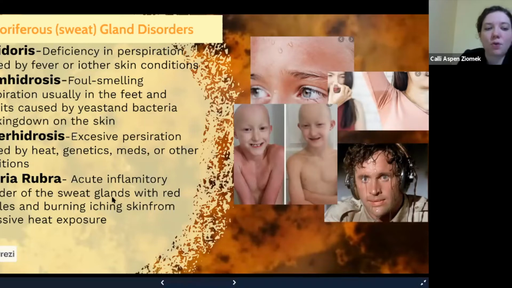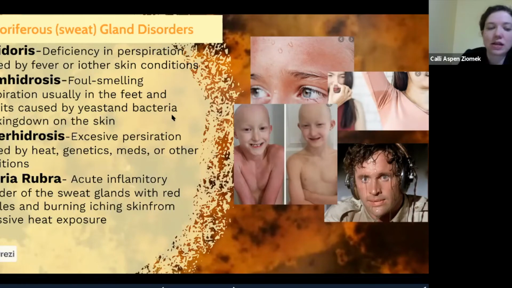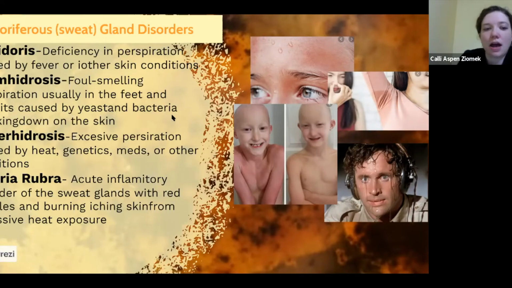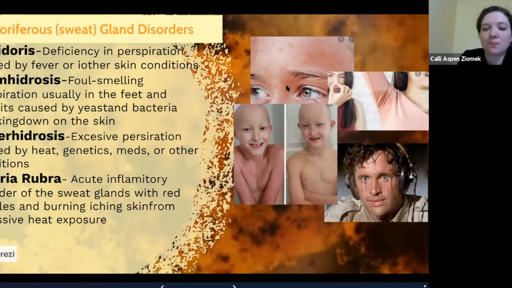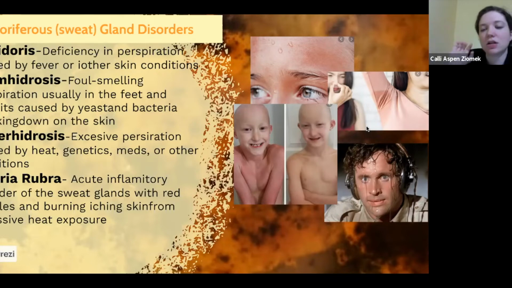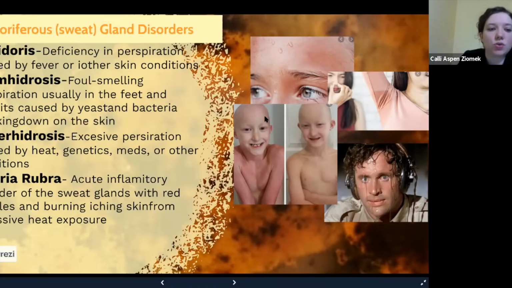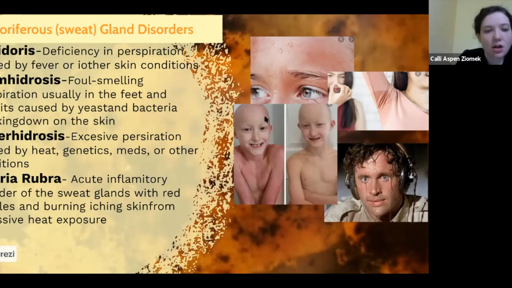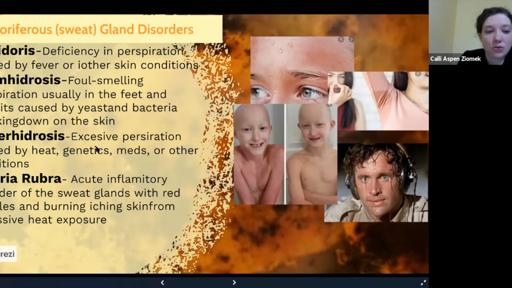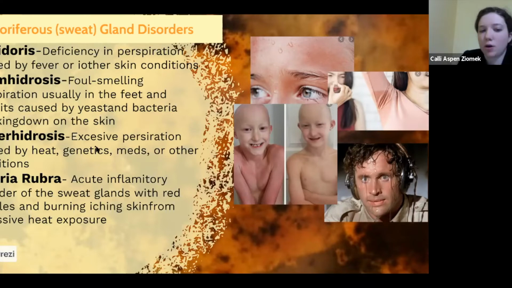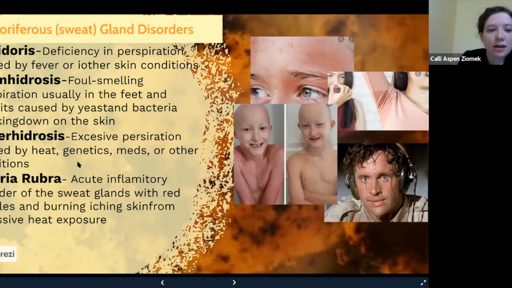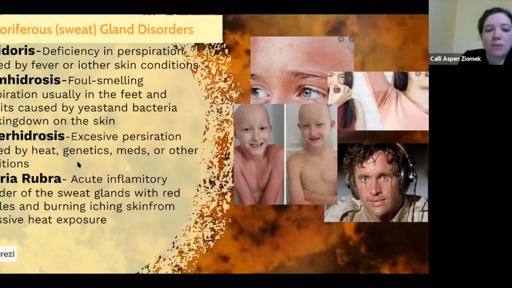Then you have bromhidrosis, which is the foul-smelling perspiration, usually on the feet and armpits, caused by yeast and bacteria breakdown on the skin. So if the client has abnormal smelling of the armpits or feet, even if they use deodorant, they might have bromhidrosis.